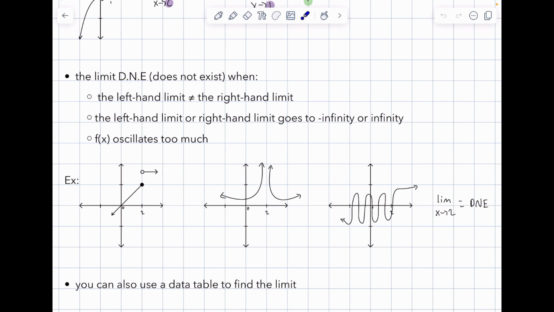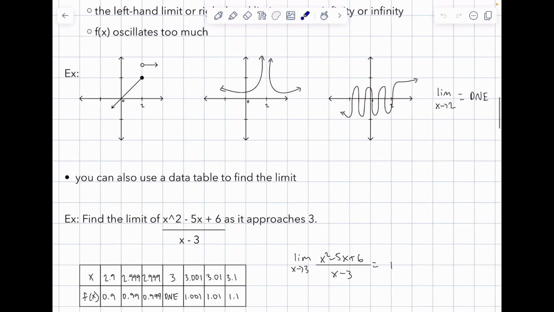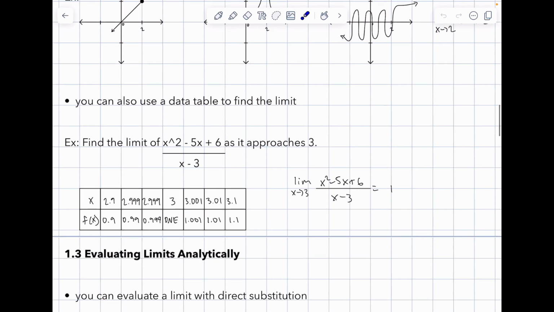And finally, the limit does not exist if the graph of f of x oscillates too much. So in this example here, you see that it's a very wavy graph, goes up and down like this. And sometimes those waves are very close to each other, and it makes it very hard to decipher where the limit is. And so at that point, we just say that the limit does not exist because we can't find it. So you can also use a data table to find the limit instead of just relying on graphs.